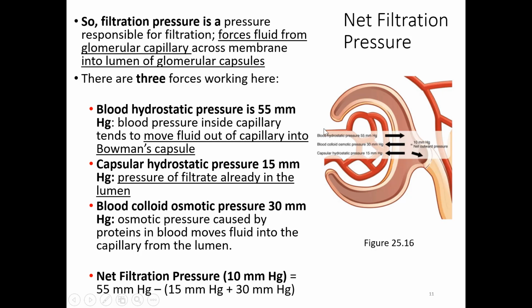So what's the total sum of all those pressures working in opposite directions? It's called net filtration pressure. So 55 minus 15 minus 30. And as a result, we receive our net filtration pressure, 10 millimeters of mercury, pushing fluid into the capsule, into the filtrate, and later through the tubules.